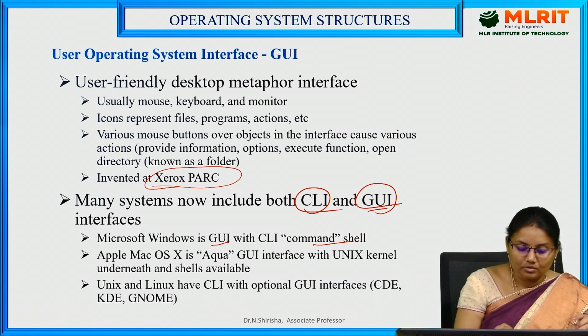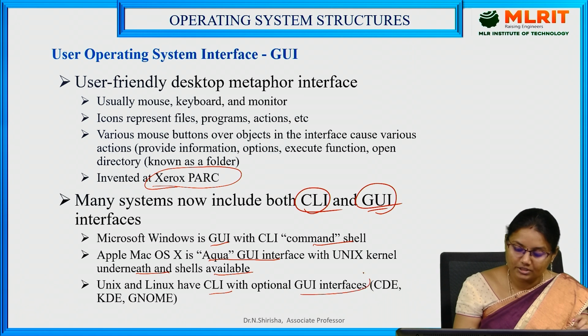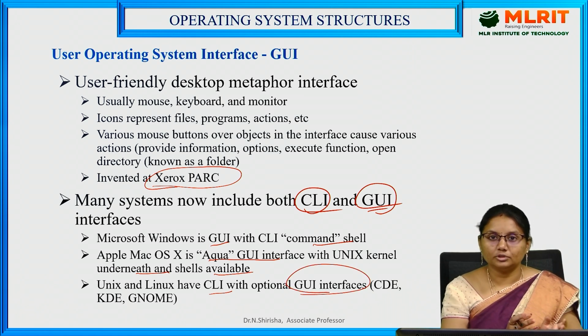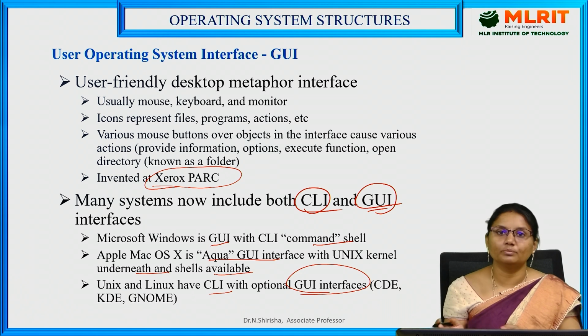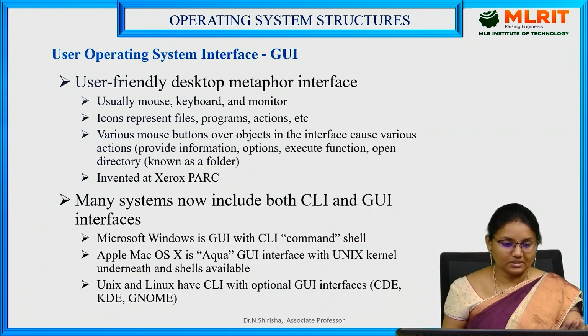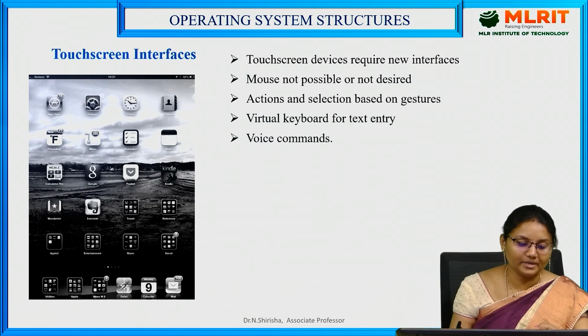And Apple Mac OS is the Aqua GUI interface with a Unix kernel underneath, and shells are available. So three are available here. Unix Linux has CLI with optional GUI interfaces. So as I told, a few versions of the Linux operating system may have only CLI, like Red Hat. And if you work in Ubuntu, you have both the GUI and also the command line. Okay, so that is about GUI and the command line, and they have also been upgraded to touch screens.